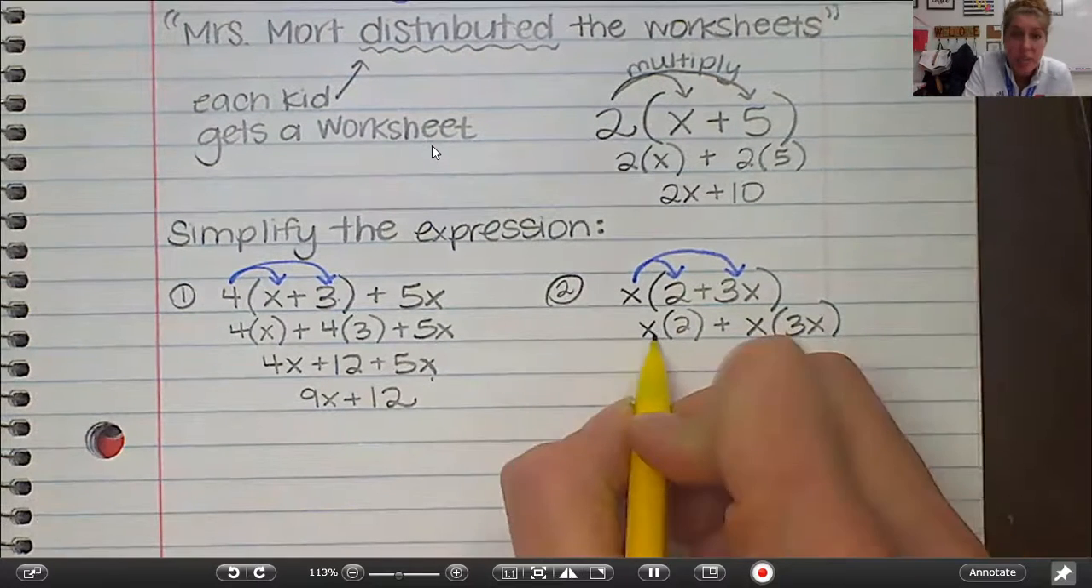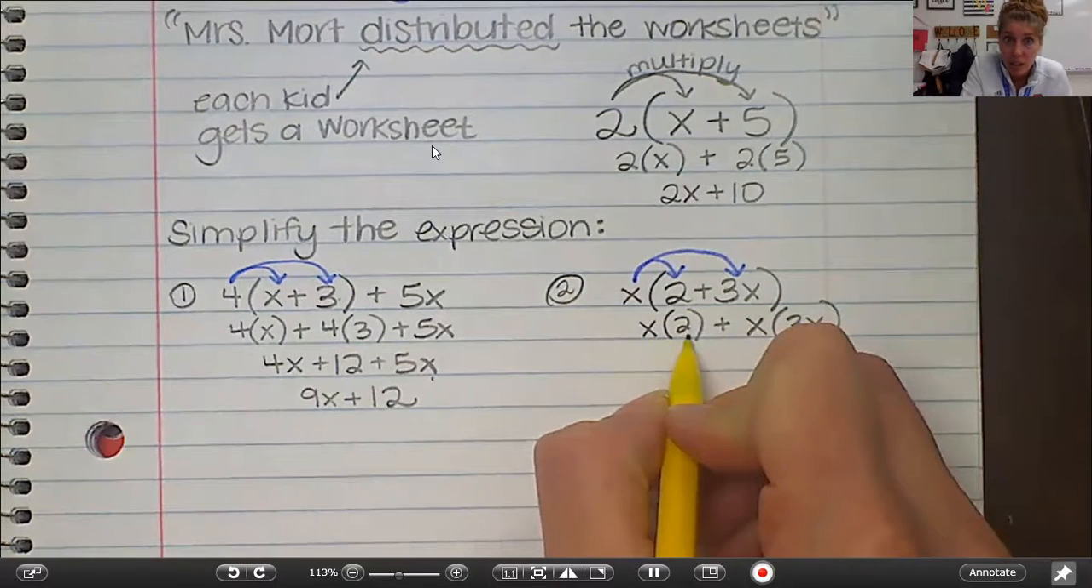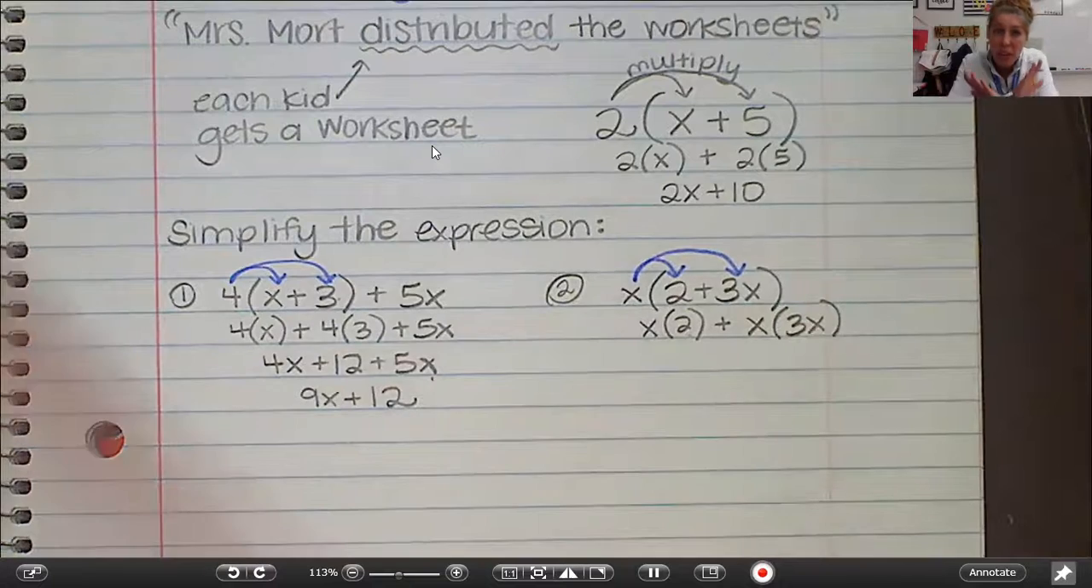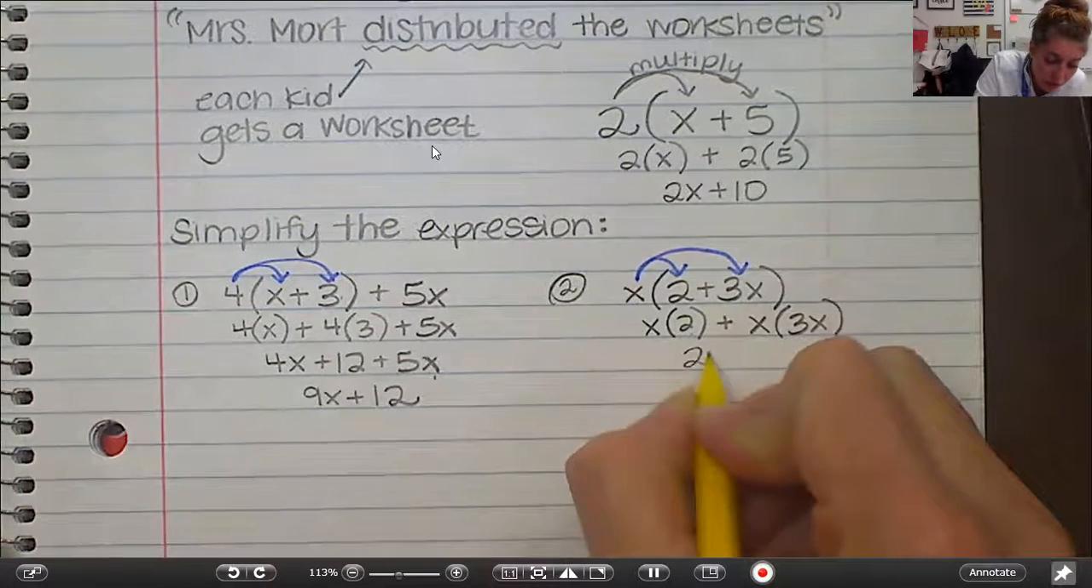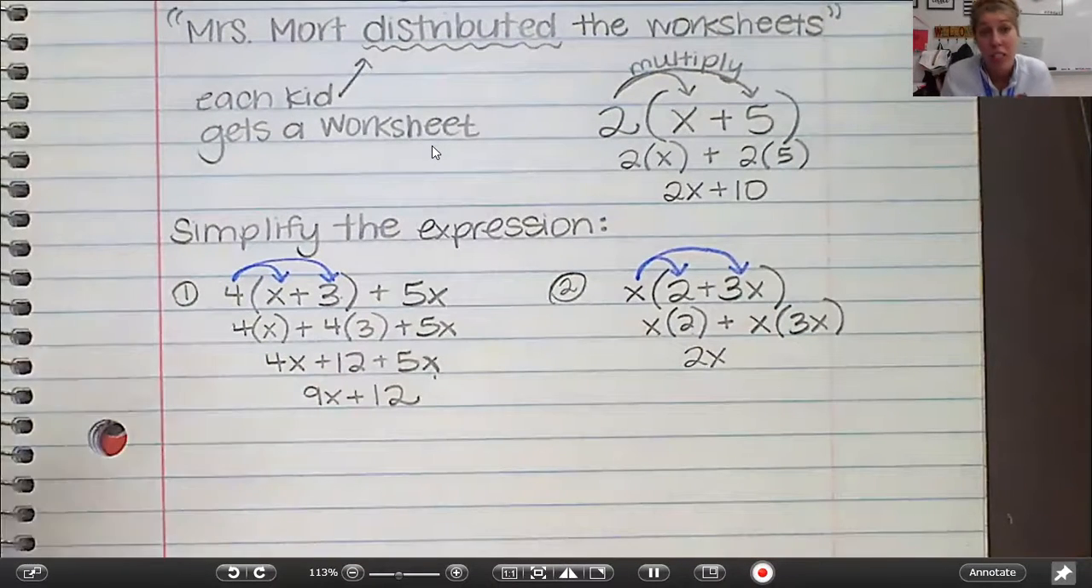So my x times 2 is also the same as 2x. In fact, we want the number in front of the variable, that's the coefficient. So all I'm really doing is changing the order.